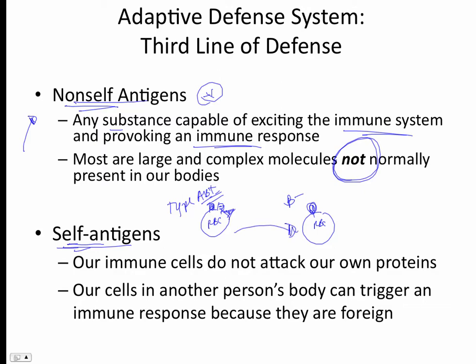Can someone with a B positive accept your blood type if you have AB positive? They can't. Why? That's because you have your A surface antigen and you have this positive surface antigen. So this person's body and your body are going to react very differently because of these surface antigens. As long as your immune system is healthy and well, your immune cells will not attack your own proteins, but it can mount and trigger an immune response in another person's body if it's considered foreign, like we just saw in this example.